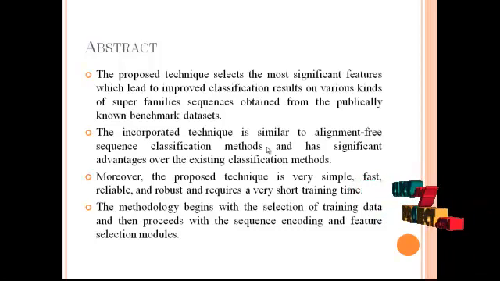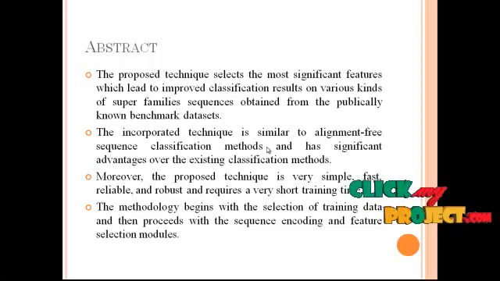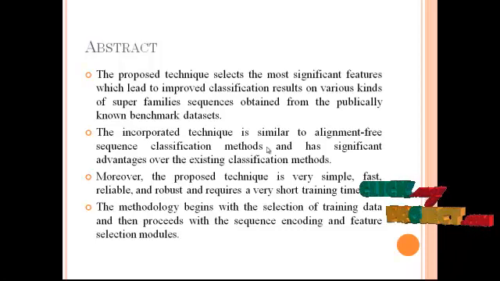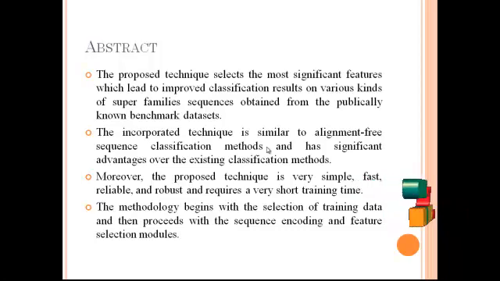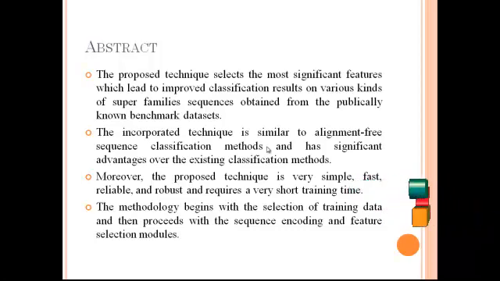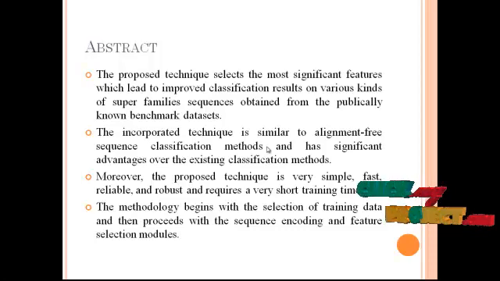The proposed technique is very simple, fast, reliable and robust, and requires a very short training time. This methodology begins with the selection of training data, and then proceeds with sequence encoding and feature selection models. In our project, there are 4 steps involved. First, we select the variable length protein sequence; second, sequence encoding with the combination of n-gram descriptor frequency based encoding method; then feature selection with the statistical metric based technique; and training a classifier.